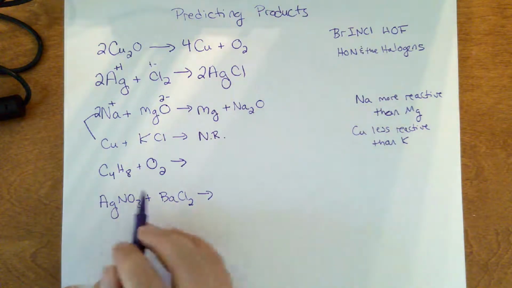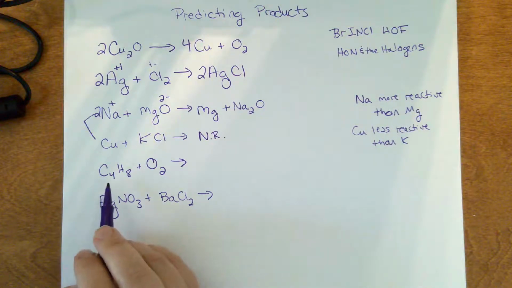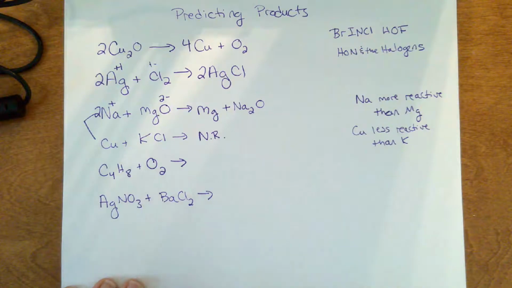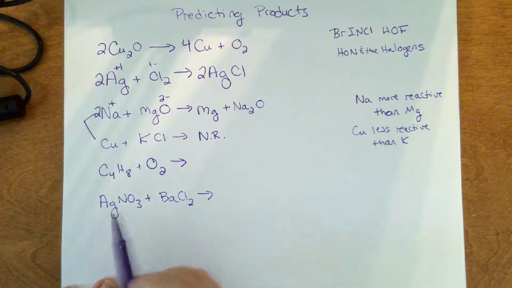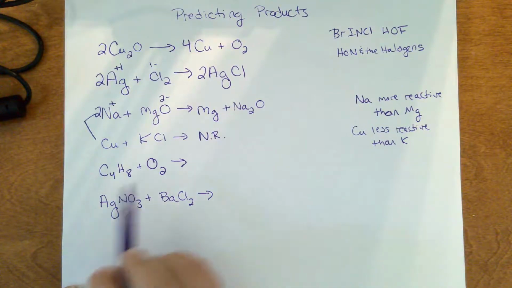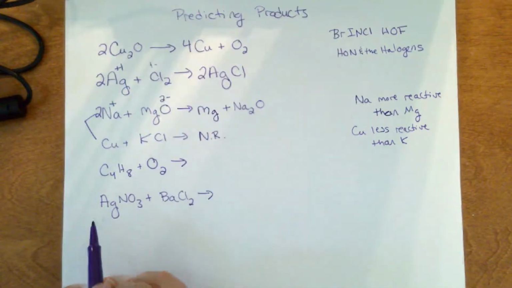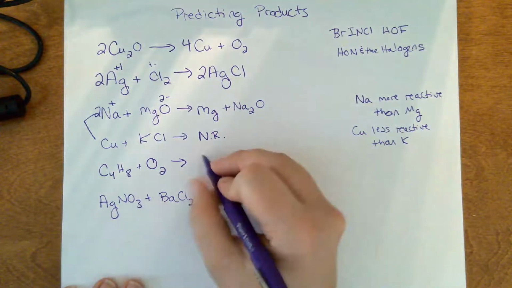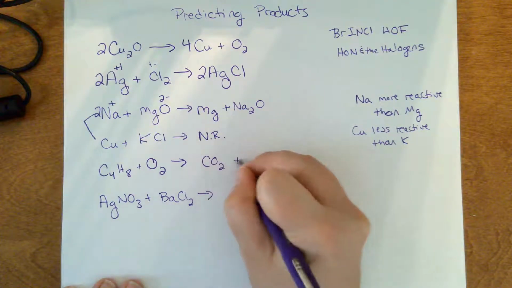Now the next one is a combustion reaction. We know that because we have a hydrocarbon and oxygen. I will tell you, people often get these confused for single replacement because they see, oh, well, it's a compound and an element. But be careful, okay? Anytime you see that, make sure you're paying attention to what that compound is. So these always form carbon dioxide and water.